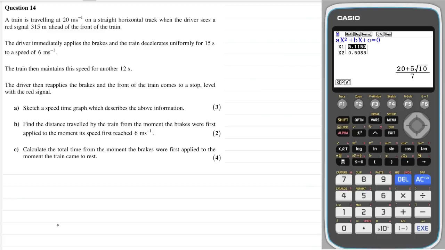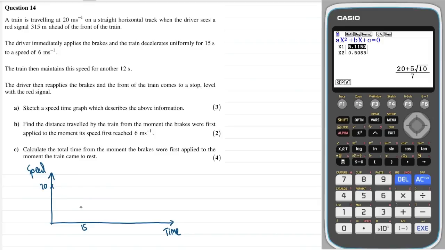Okay, let's do this. So we've got velocity, or speed, I guess it says, and we have time along the bottom. We know that it starts travelling at 20 meters per second. Then straight away it applies its brake, and the train decelerates for 15 seconds. So 15 to here, obviously the speed is going to be going downwards because it's decelerating, and that takes us to a speed of 6.